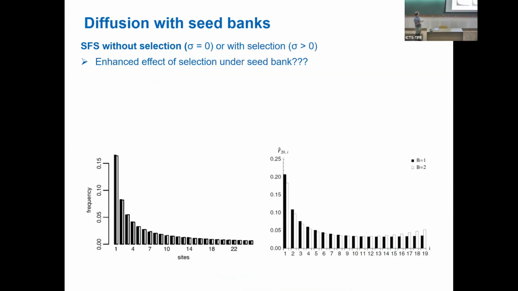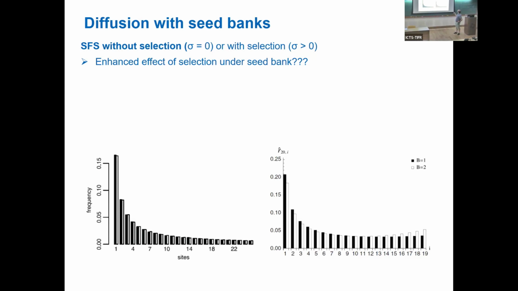And you can also show the site frequency spectrum, again, that's the same graph I showed you before. Without selection, that's the neutral site frequency spectrum. It follows exactly the Kingman when we rescale. That's what we did before. And here, what we show is the site frequency spectrum with selection.